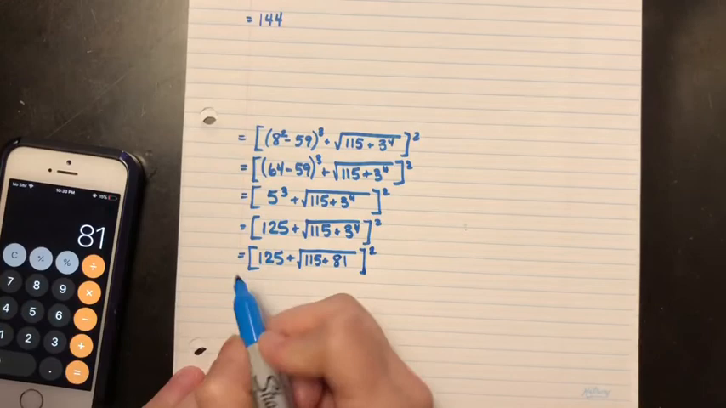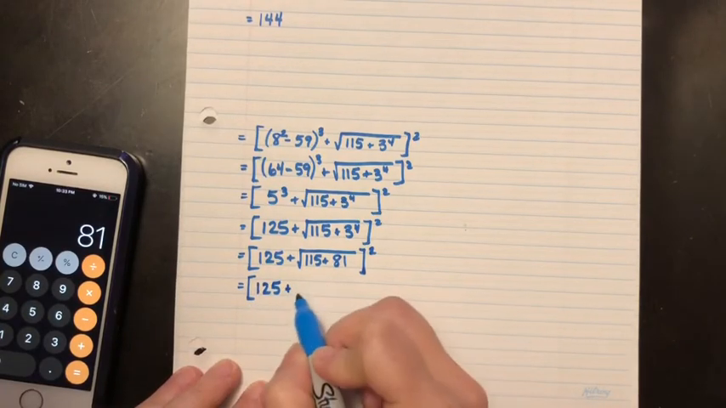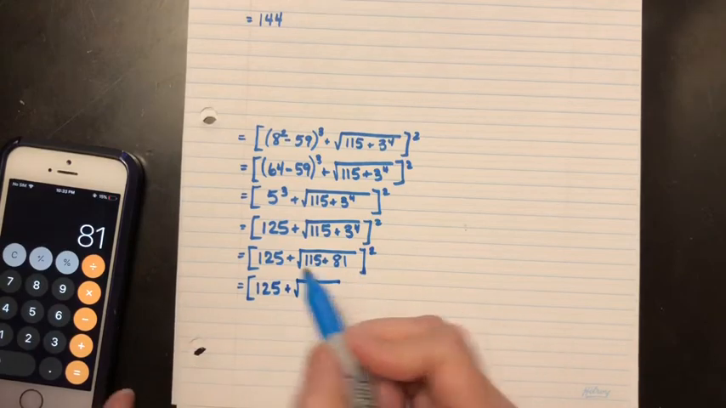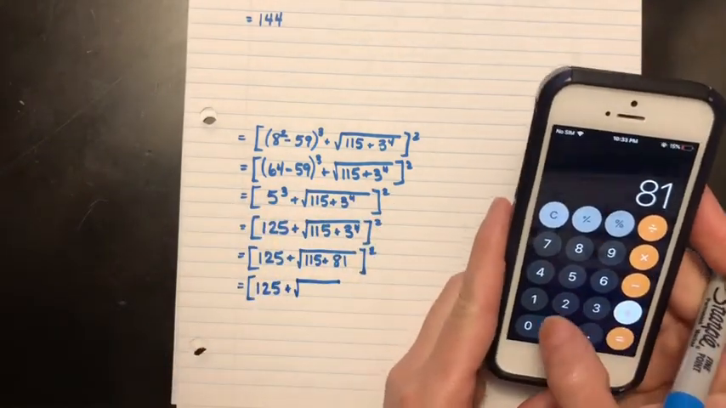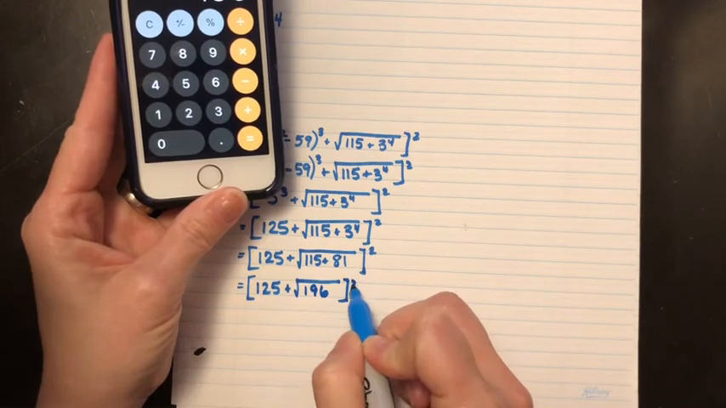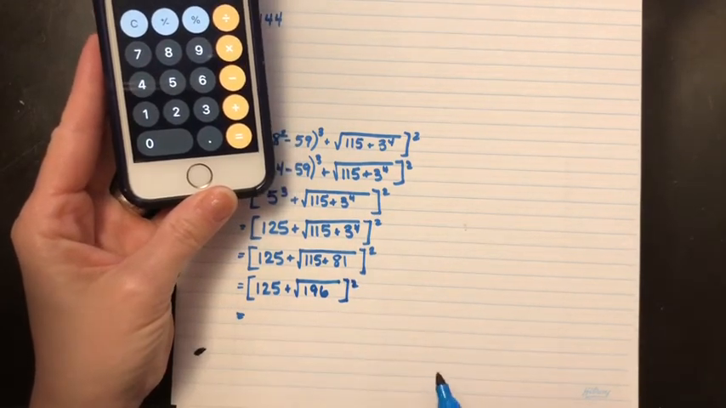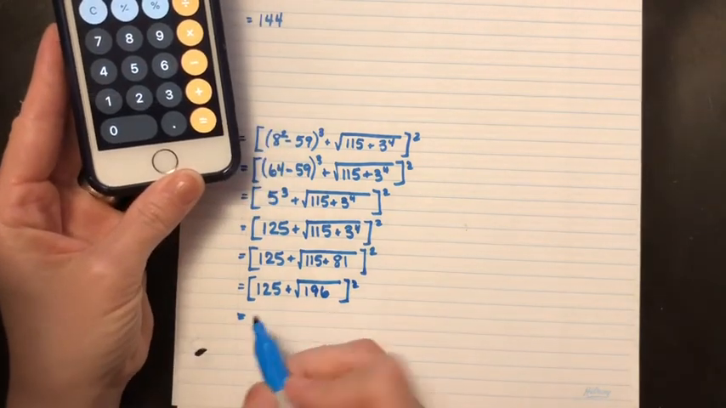Okay, so the next line of math, I've got the 125 here still. I'm not ready to deal with that yet. Okay, I've got to go 115 plus 81. That's my next bit. So plus 115 is going to give me 196. Okay, so now I have to deal with this one next. This is the square root. It still counts as exponents.